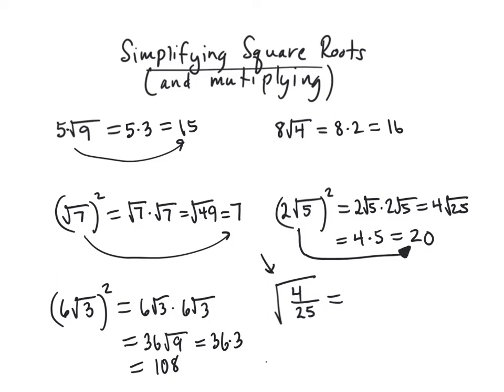This one looks complex. It is not. When you get a fraction under a root, you just split up the root. It's root 4 over root 25. The square root of 4 is 2, and the square root of 25 is 5. So the square root of 4 25ths is 2/5.